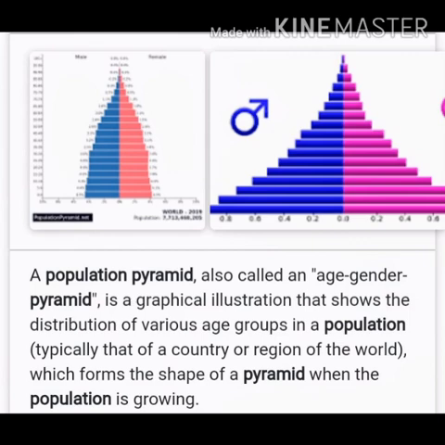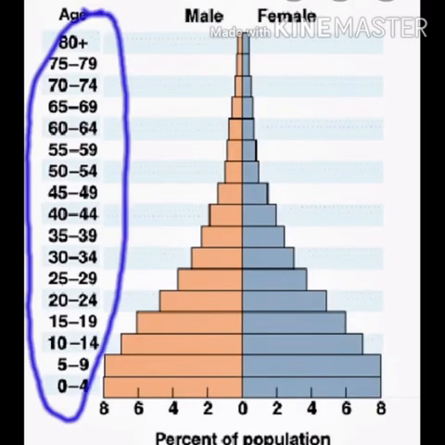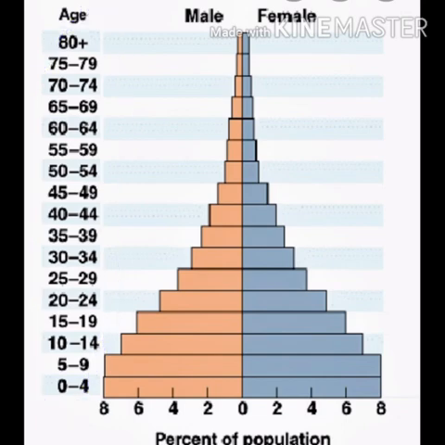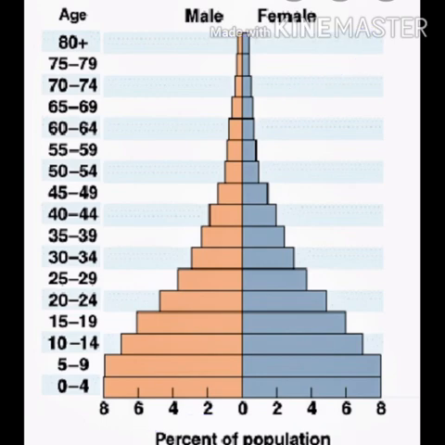It basically shows two things: the population divided into various age groups and the percentage of the total population divided into males and females in each of the groups. The shape of the population pyramid gives us the details of the people living in a particular country.